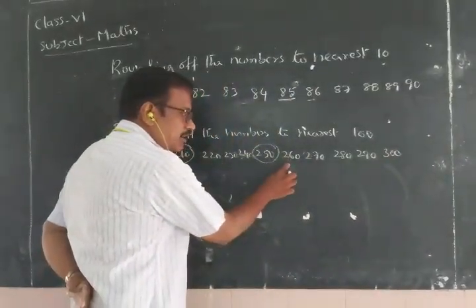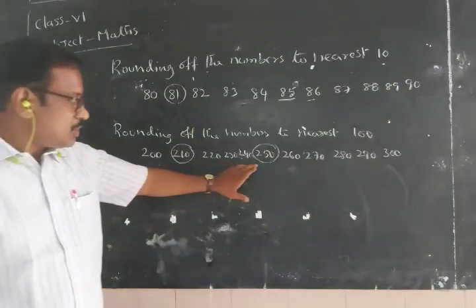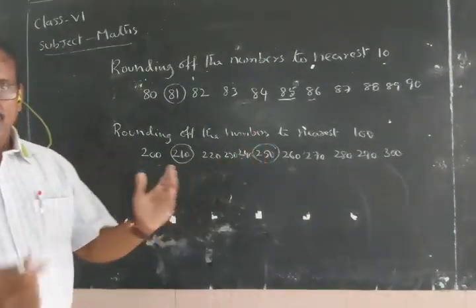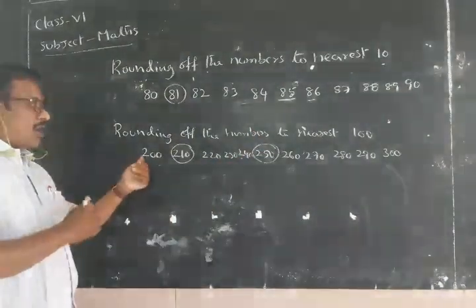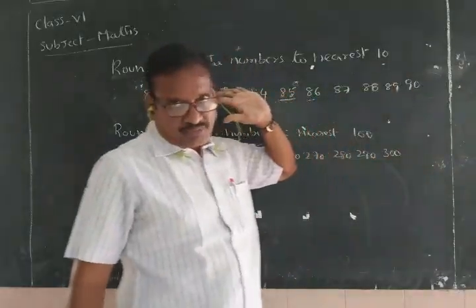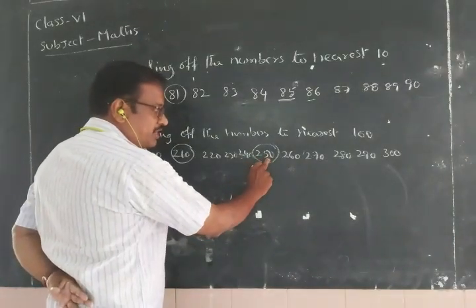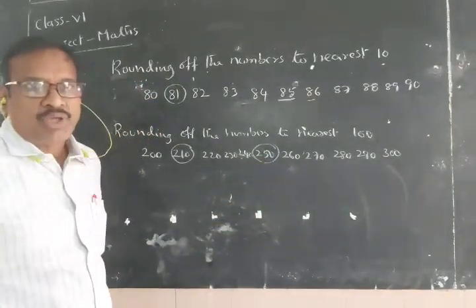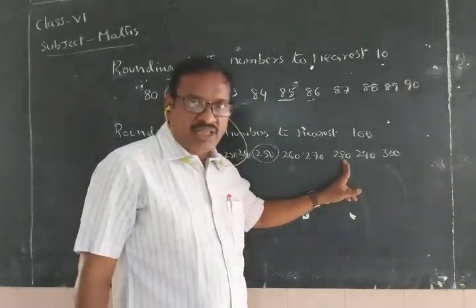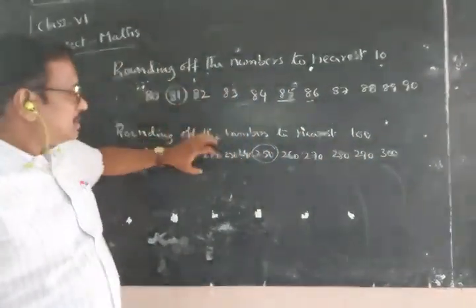Suppose 260. What is the nearest 100? 300. So in this place, which is the middle number? 250. Numbers below 250 are all nearest to 200, and numbers above 250 are all nearest to 300. Take 280: what is the nearest 100? 300. Okay, all of you understand?